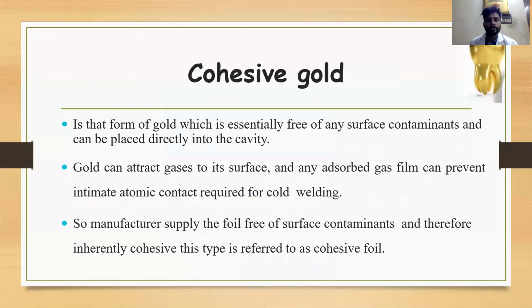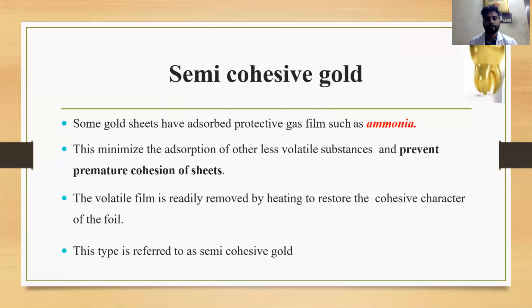First, let's see about cohesive gold. It is that form of gold which is essentially free of any surface contaminants and can be placed directly into the cavity. Gold can attract gases to its surface, and any adsorbed gas film can prevent the intimate atomic contact required for gold welding. So manufacturers supply the foil free of surface contaminants and therefore inherently cohesive. This type is referred to as cohesive foil.